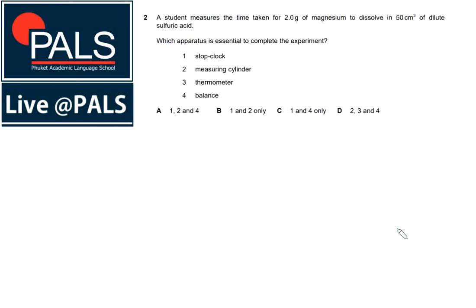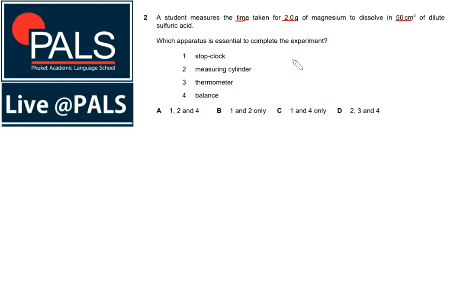A student measured the time taken for 2.0 grams of magnesium to dissolve in 5 cubic centimeters of dilute sulfuric acid. Which apparatus is essential to complete the experiment? We're only talking about the time, the weight, and the volume of the sulfuric acid.